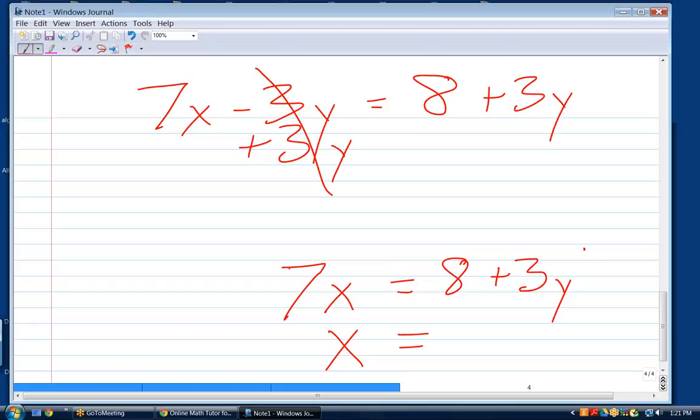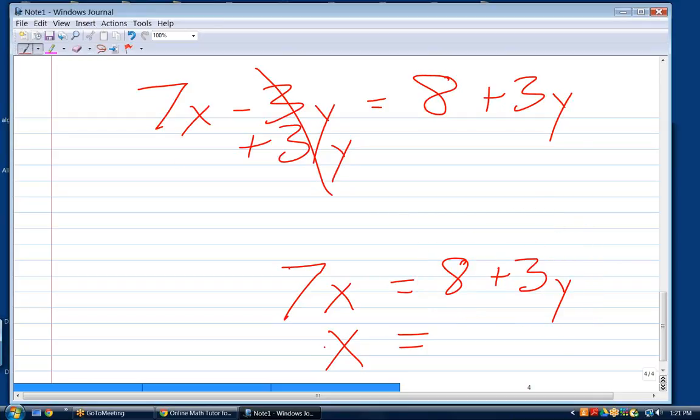11y? No, these are not apples and apples. One's a number, one's a variable. You cannot combine them. I could multiply 8 times 3y to get 24y, but I cannot add them. So that's as simplified as I can make the right side.